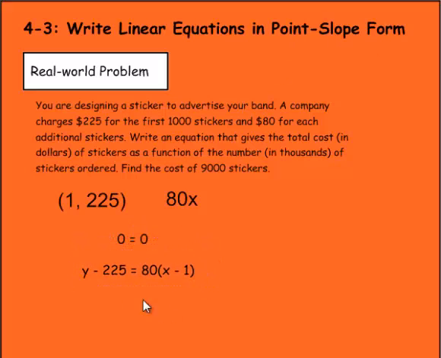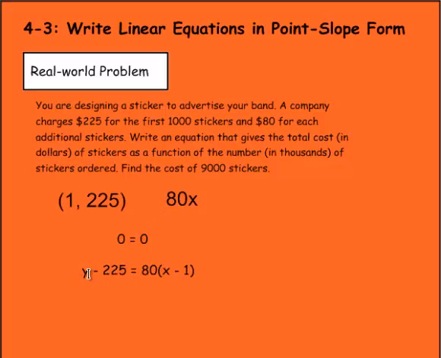And this makes sense too, because I paid $225 for that first one, but that's not what I pay for the rest of them. As well as I do x minus 1 because the second order I place is actually the first one after this more expensive one. So I do need to subtract that first one because otherwise I'd do 2 times 80, but that wouldn't be true because I'm not paying $80 for the first one, I'm paying $225.